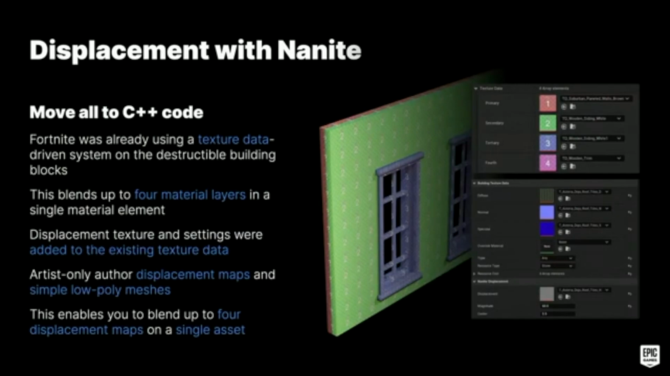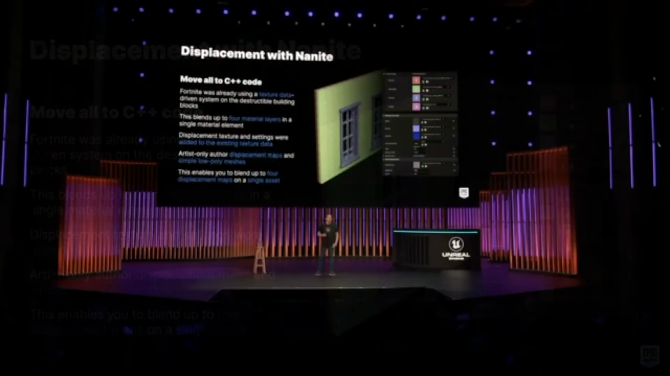We moved all of this to C++ code, and Fortnite already uses a texture data-driven system for all our destructible buildings. This lets us blend up to 4 texture sets on a single asset in a single material element. All we did was use this texture data asset and add another slot for displacement maps, and a value for magnitude and a center bias offset. This allowed our artists to only create the low poly meshes and the displacement map, and then procedurally generate in editor all the high detail meshes, using up to 4 displacement maps on a single asset.